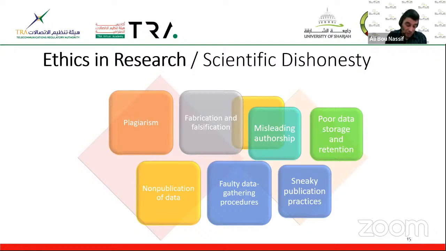Then fabrication. I fabricate the results. I change the results. This is also false. Misleading authorship, like who are the authors in the publications. Poor data storage and retention. If I don't store the data well, if I change the data, everything will be changed. You know that all results are based on data. If I change the data, everything will be changed. Faulty data gathering. Data is very important, how to correctly collect data and how to interpret data.